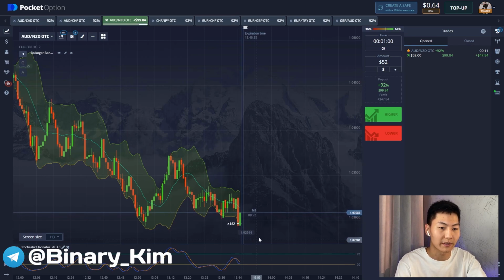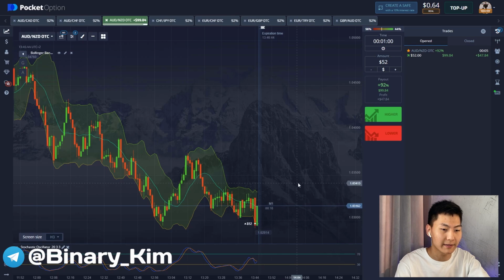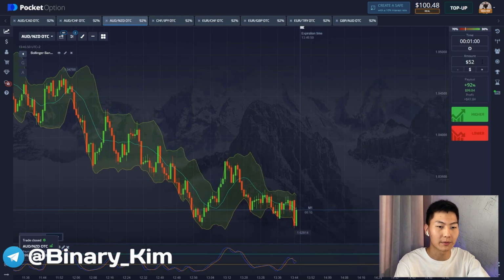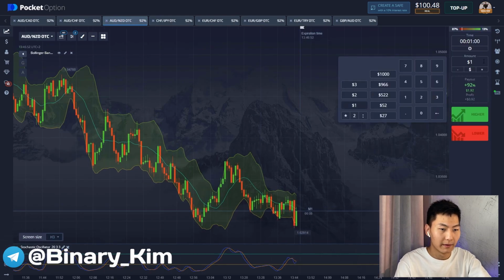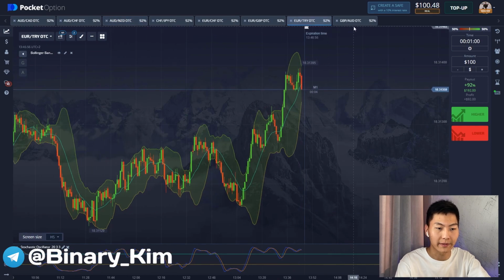The support zone played out perfectly. The local low was updated and the price started going up. As simple as that, guys. And our position has been closed with a profit. So let's update the trade amount and carry on the trading session.